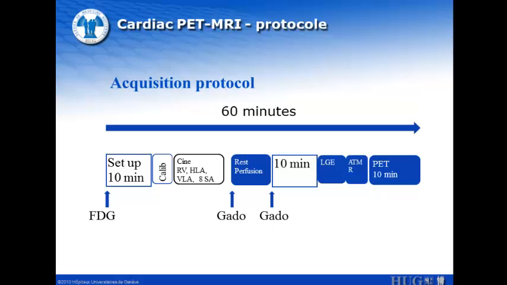How is our acquisition protocol when looking at FDG? What we do is inject FDG after a low carbohydrate diet. Then the patient is positioned on the machine, and the machine is calibrated. Then we do all the different MR sequences, and then the PET. Afterwards, we do MR perfusion imaging, gadolinium rest perfusion, gadolinium. We wait 10 minutes, and then we look at the late gadolinium enhancement, and finally at the PET.